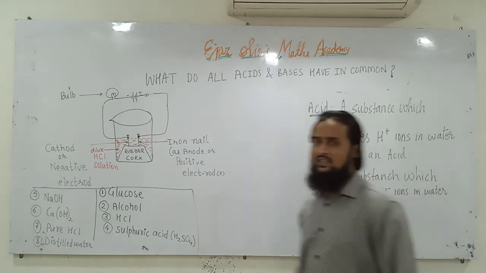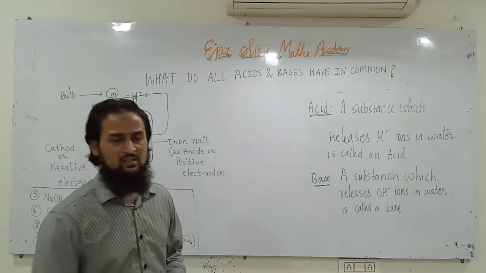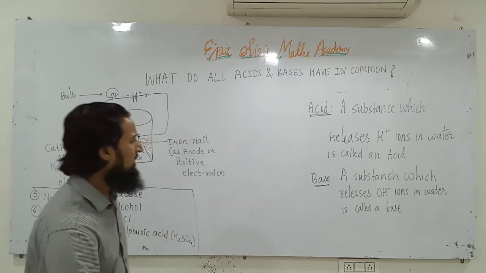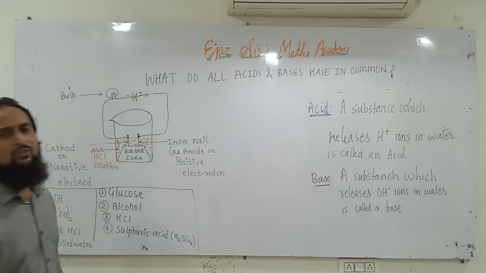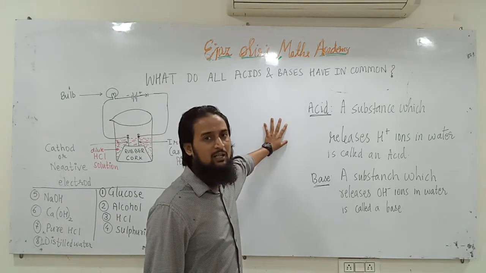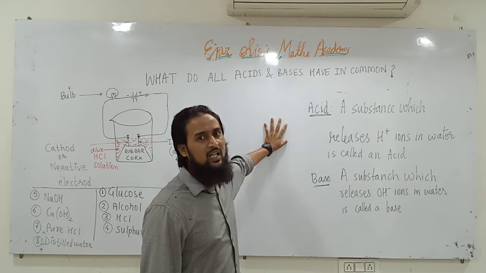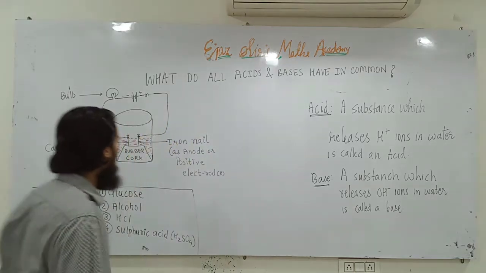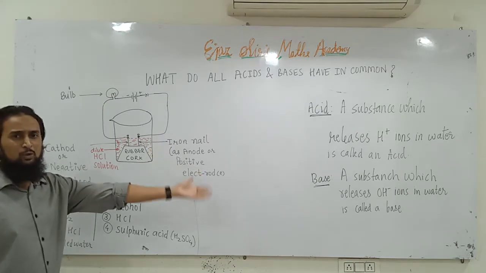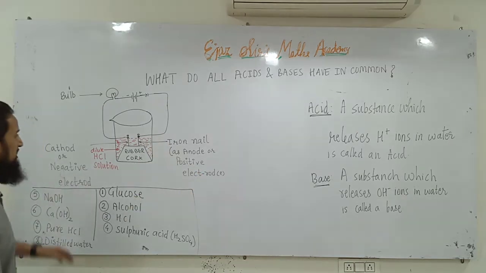Otherwise we can say an acid is a substance which can neutralize a base, and a base is a substance which can neutralize an acid, partially or completely. But we consider the definition given by Arrhenius. See, all acids and all bases, their solution in water is a good conductor of electricity.